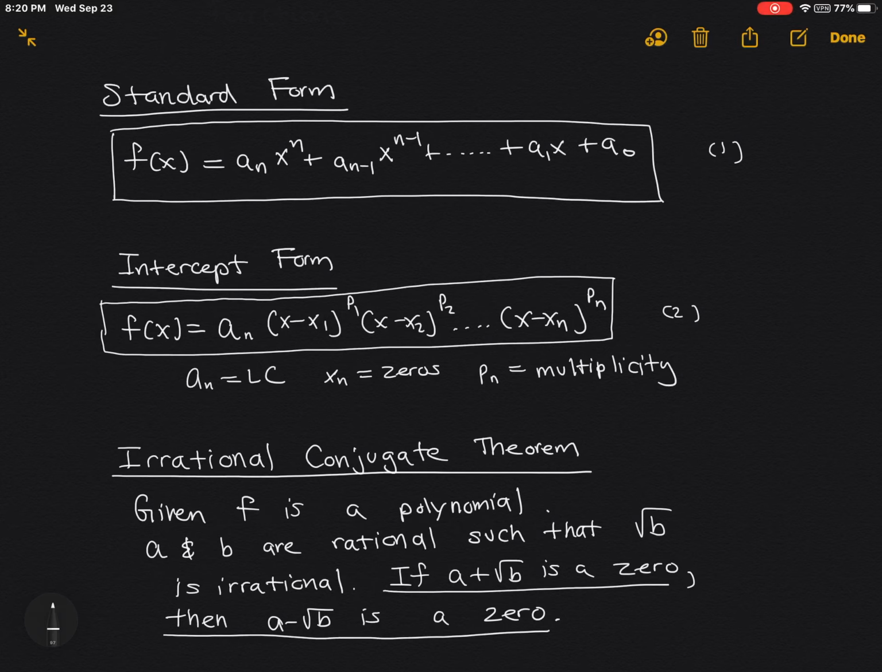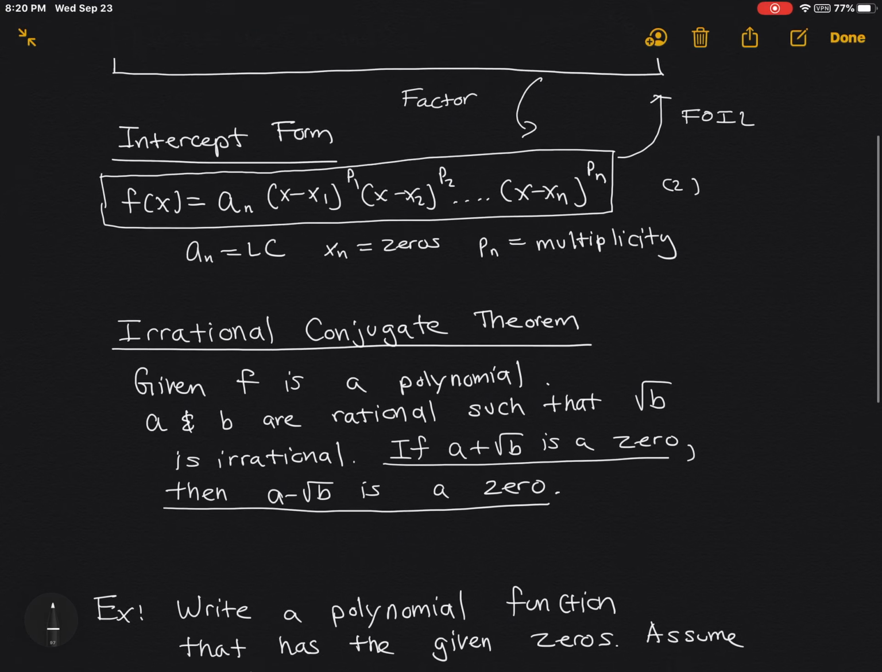All right, so the way to go from intercept to standard, right, is you FOIL. And the way you go from standard to intercept, right, you factor. Okay, so you're going to have to be comfortable with both. But in this particular video, we're going to write our function in intercept form, and then we're going to FOIL it. So we're going to go from 2 to 1.